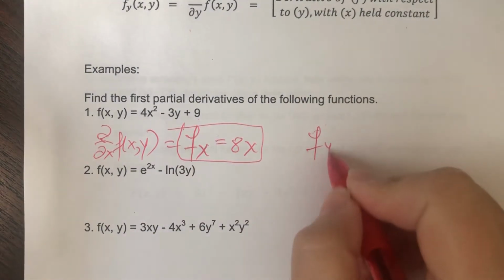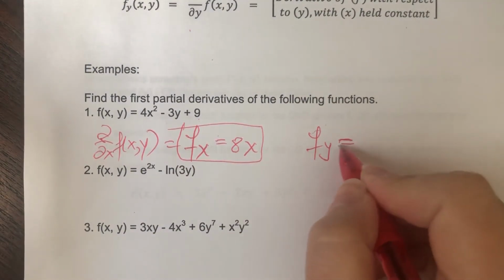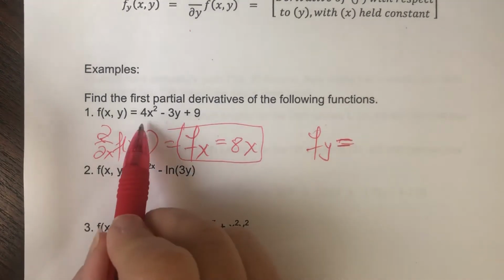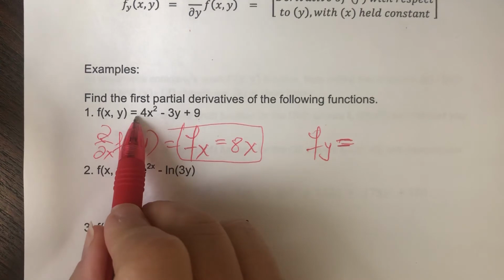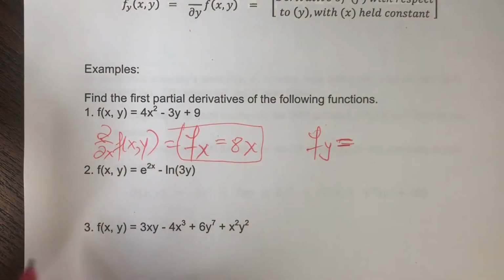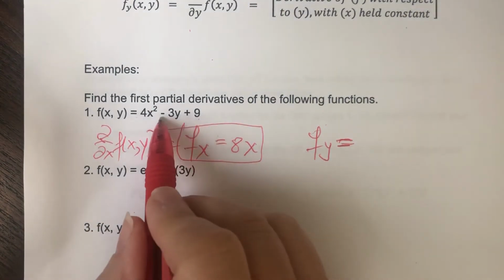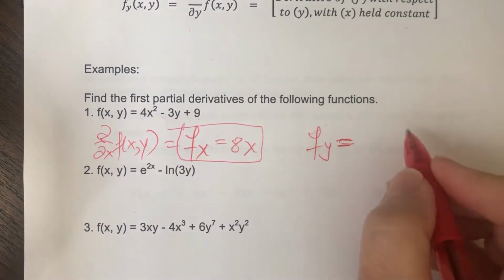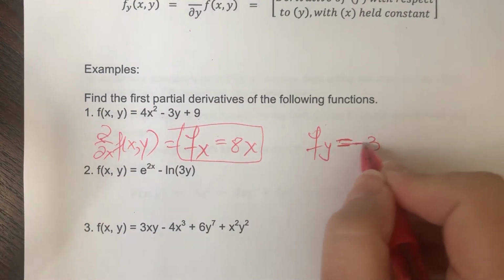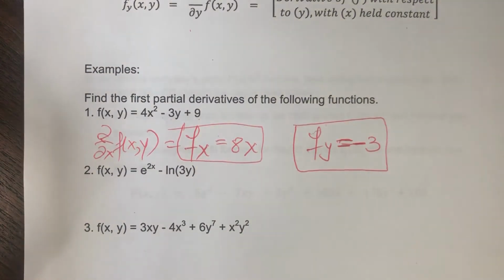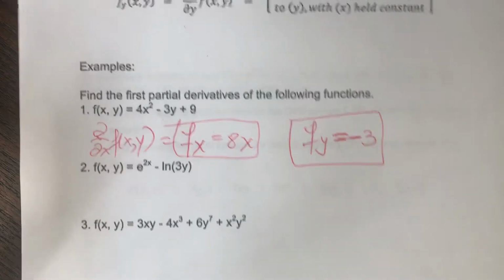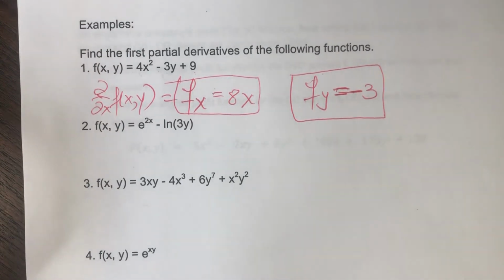And the derivative with respect to y is pretty much the same. There is no y in this term, so as far as y is concerned, this is a constant, so the derivative of 4x squared is 0. The derivative of negative 3 times y is negative 3, right, times 1. And then 9 is a constant again. It has no y in it, so that goes to 0. So that's just how simple this is. Remember, you deal with one variable at a time.